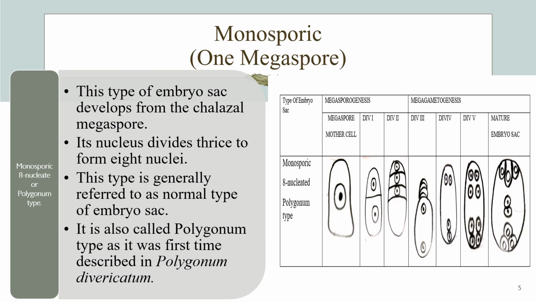Let us first describe the monosporic type. This type of embryo sac develops from the callosal megaspore. Its nucleus divides twice to form 8 nuclei. This type is generally referred to as the normal type of embryo sac, or the Polygonum type, because it was first observed in Polygonum. Please observe the diagrams.